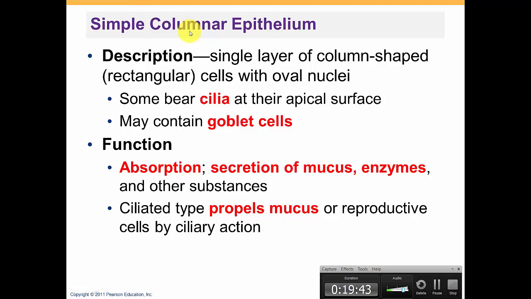Next type is simple columnar epithelium, and this is the only type that may have cilia and may have goblet cells between them. The same thing, we also need just one layer to allow for absorption, but at the same time there is a process of secretion and transport and some changes that occur on the molecules inside the cell, so we want the cell to be somewhat taller.